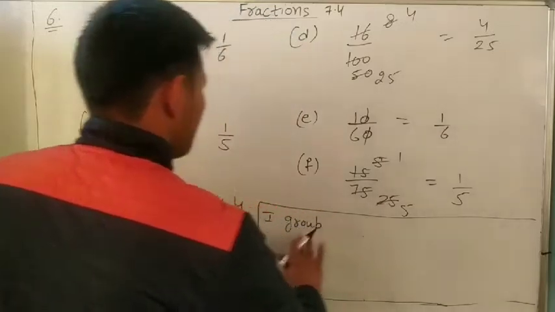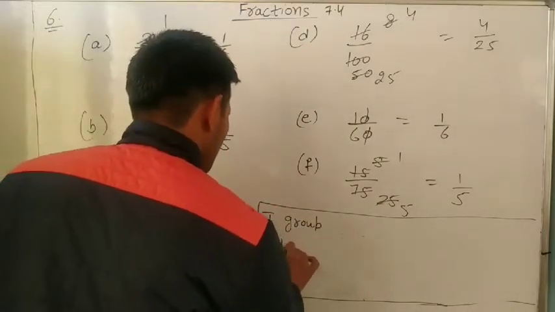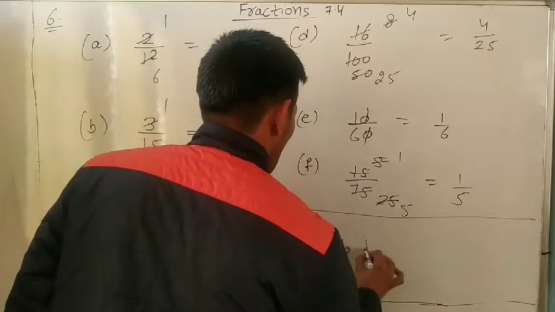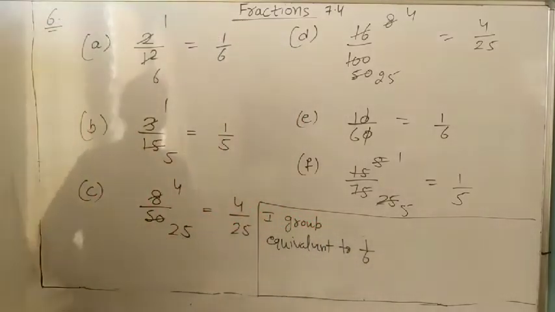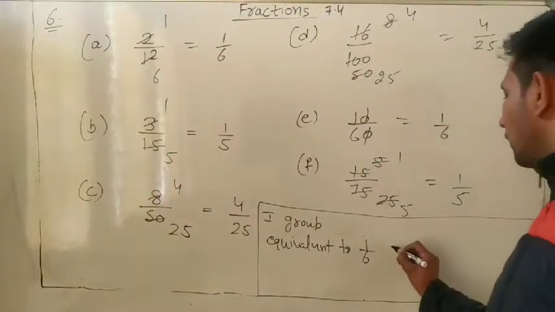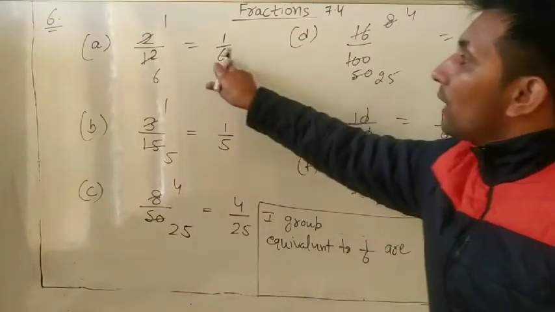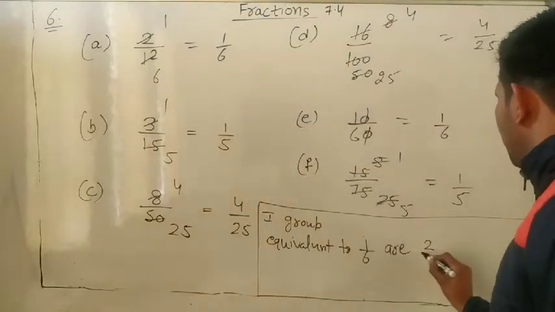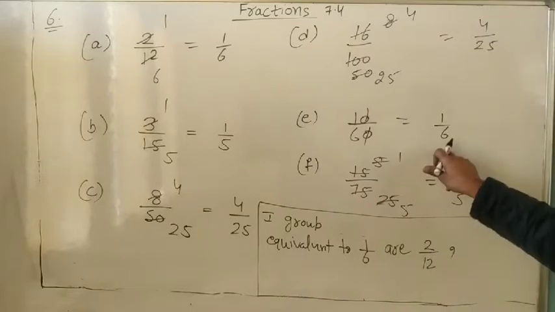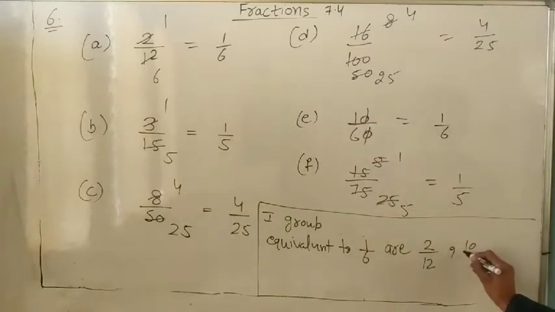So the first group we will make equivalent to 1 upon 6. Which ones are they? 1 by 6, 2 by 12, all are in the same group. Another one, which one? 10 by 60. Both are in the same group.